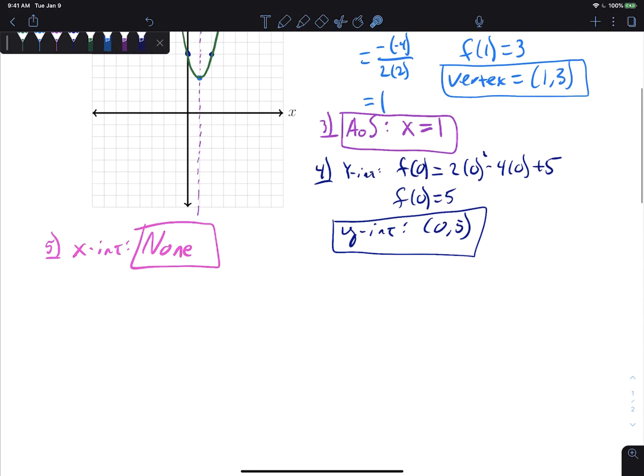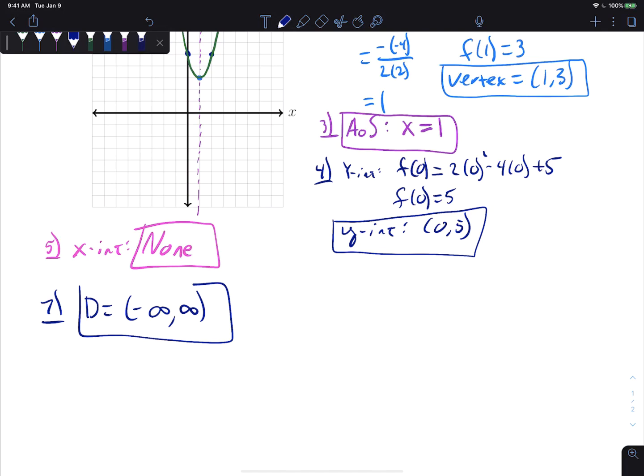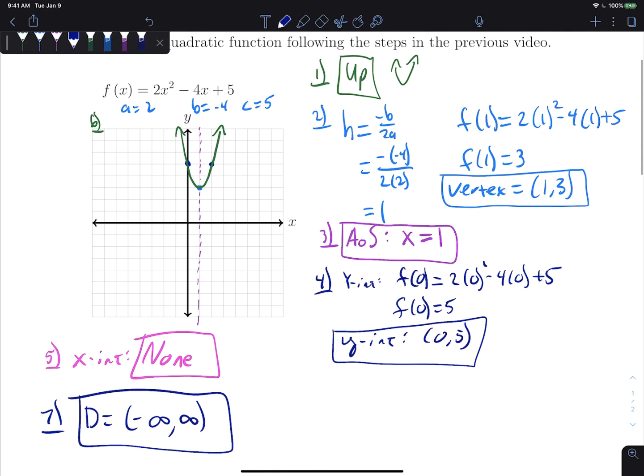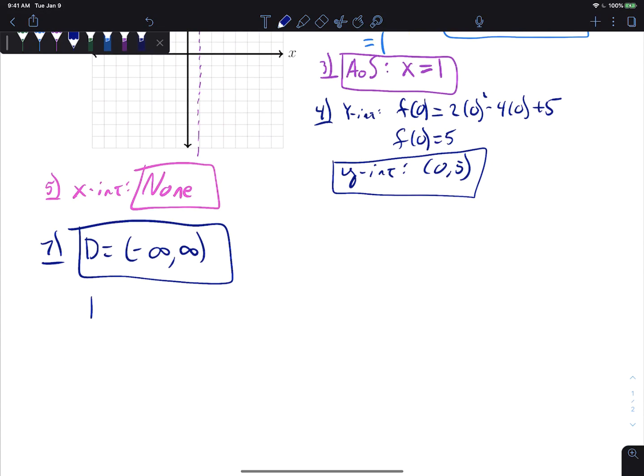Alrighty. For the last step here, let's talk domain and range. First of all, domain, always negative infinity to infinity. The range, we start at the vertex and go up, and the vertex's y value is 3. So the range, start at 3, go up to infinity, include the 3, exclude the infinity.